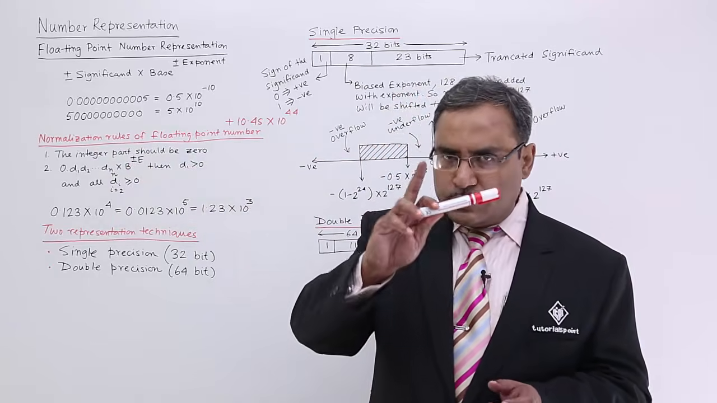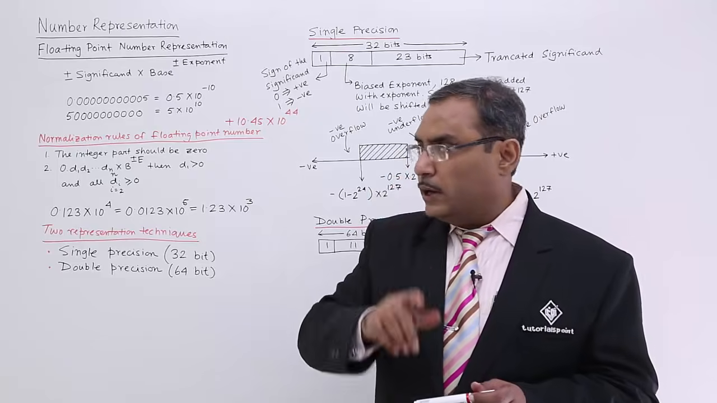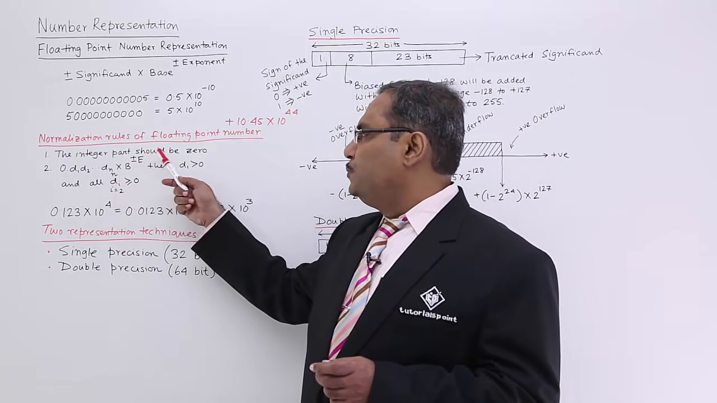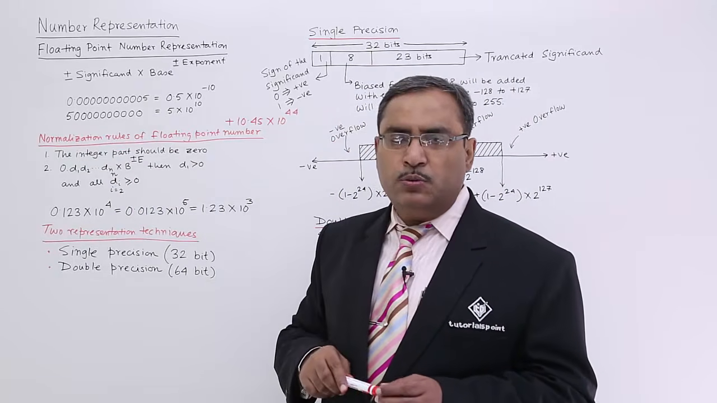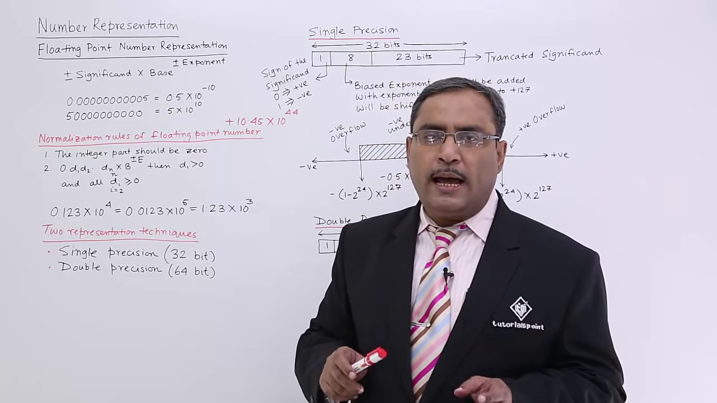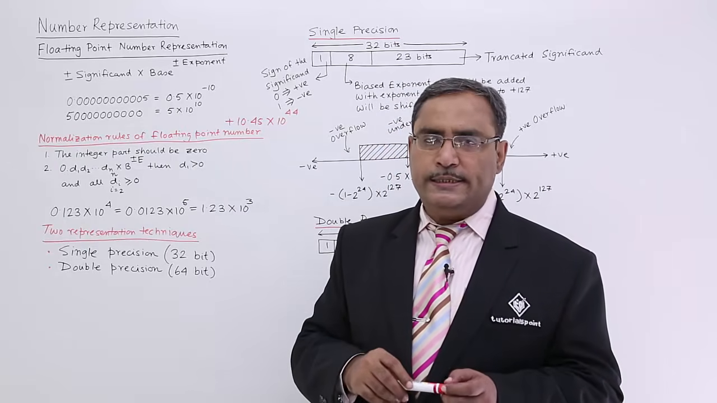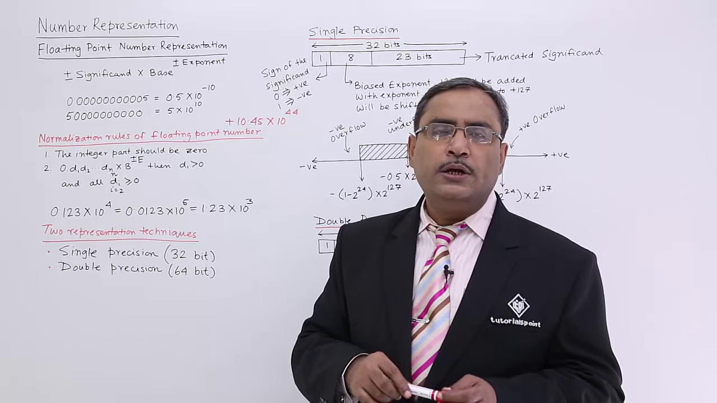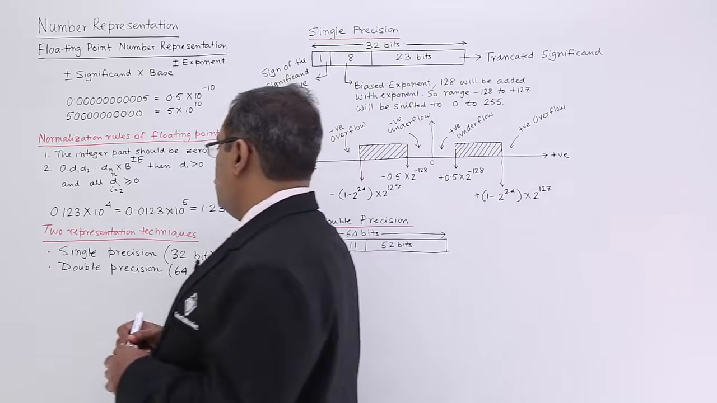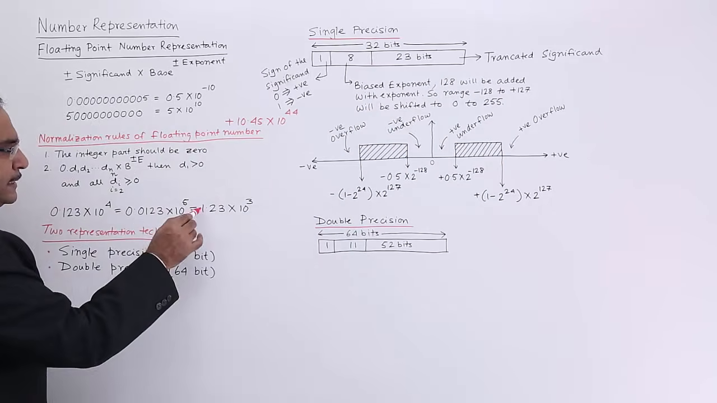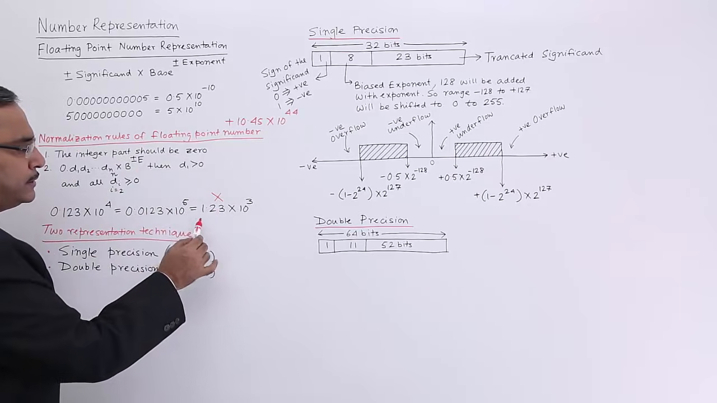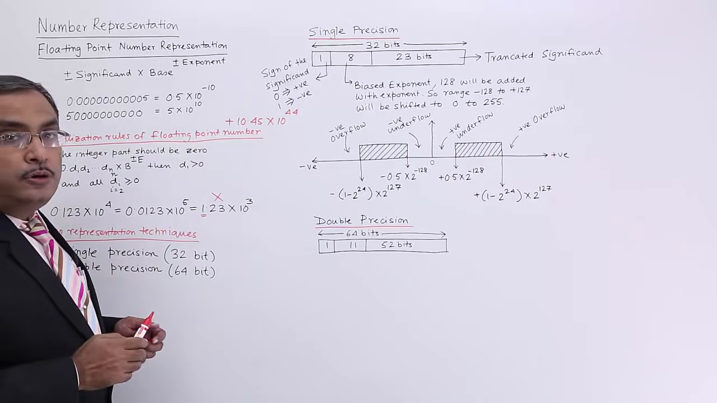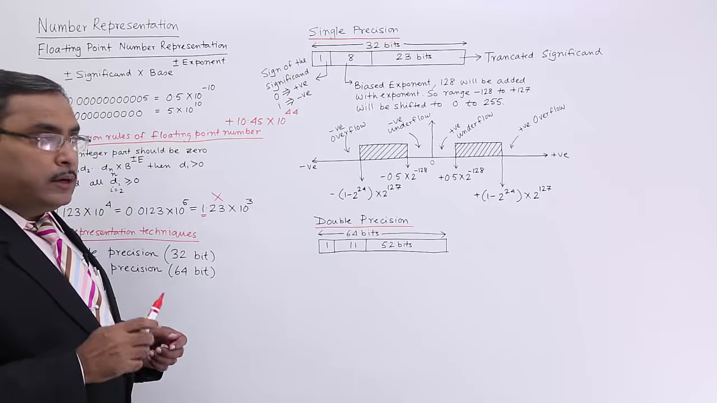What are the rules? 2 rules are there. Rule number 1, the integer part should be 0. That means the number which you are going to represent should not have any non-zero integer. So the integer part should be 0. That's why we can cancel out this representation, because it has a non-zero integer part 1.